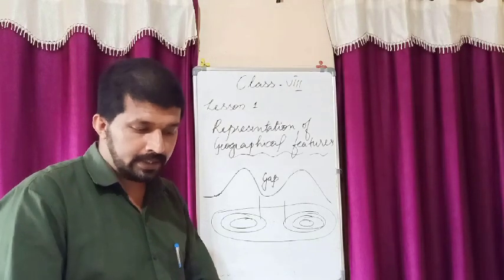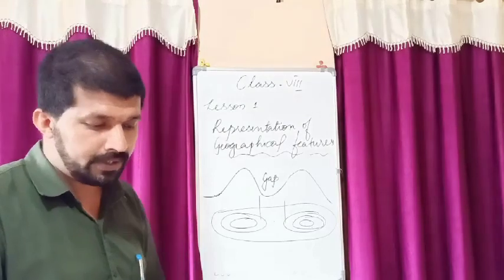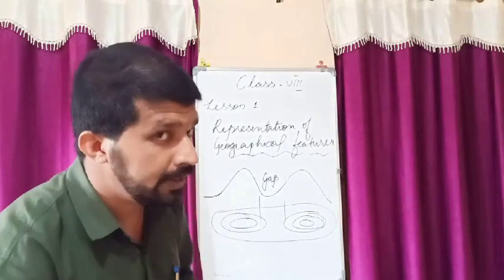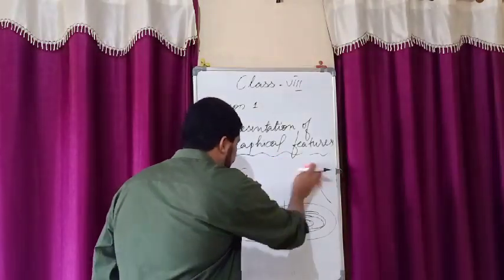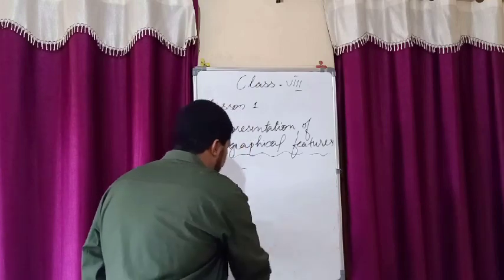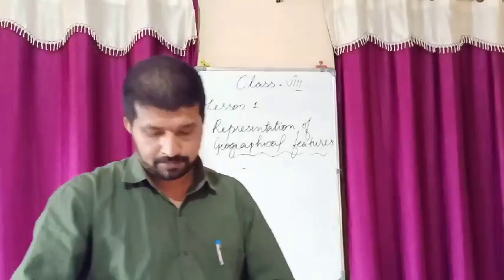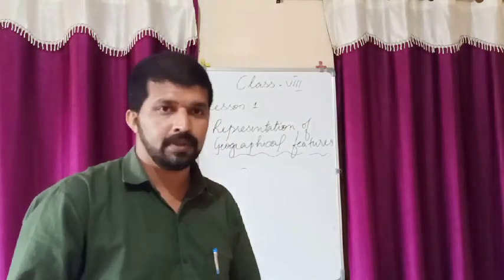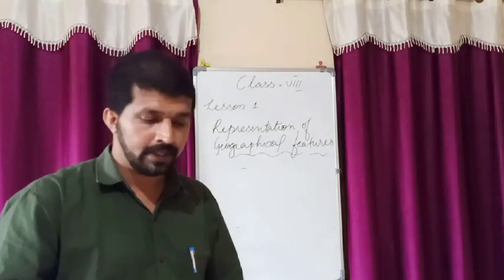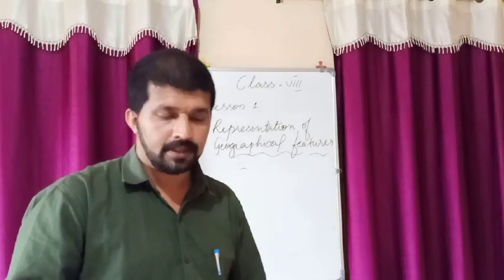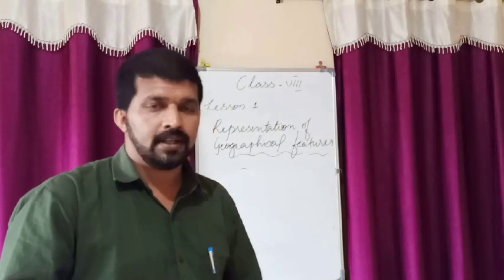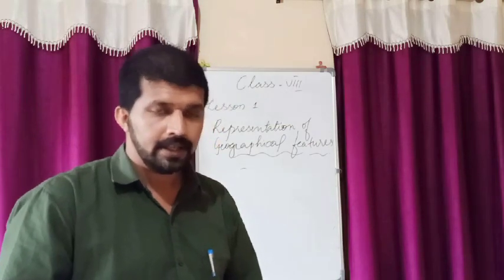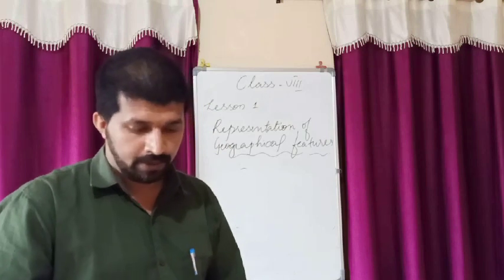So today we have seen the representation of geographical features by using different methods. First we discussed the different methods by which geographical features can be identified: hatching, hill shading, dotted lines or form lines, spot height, triangulation method, benchmark and contour line. And we have seen about contour lines. We defined contour lines as imaginary lines joining places with the same height above or below sea level.